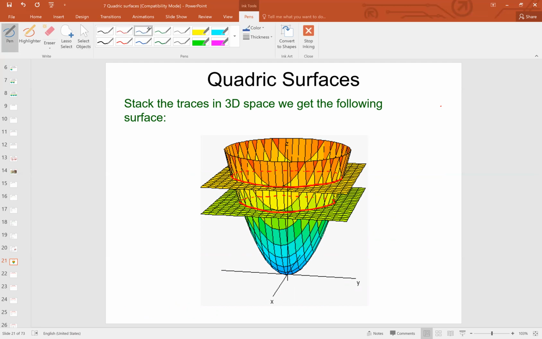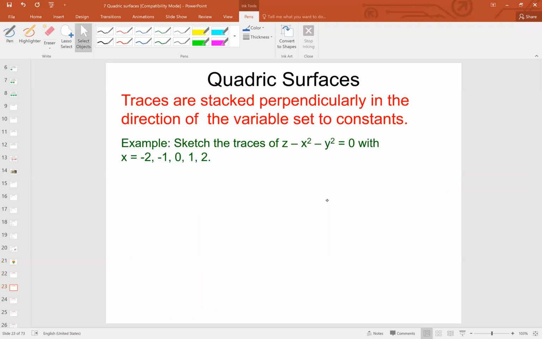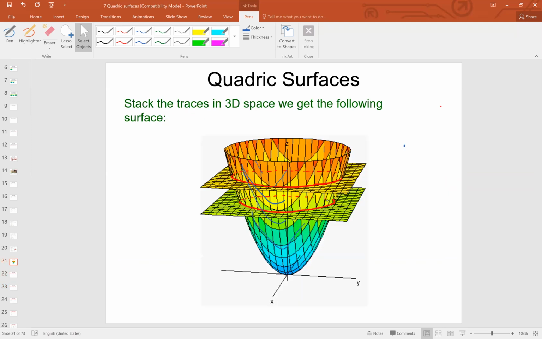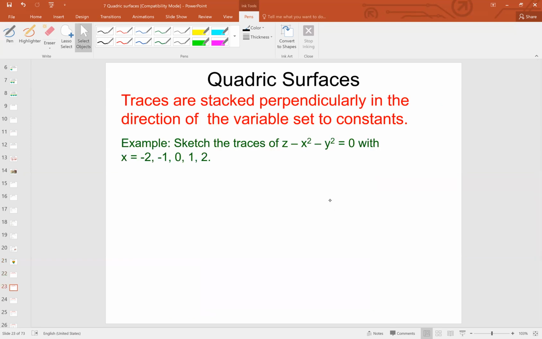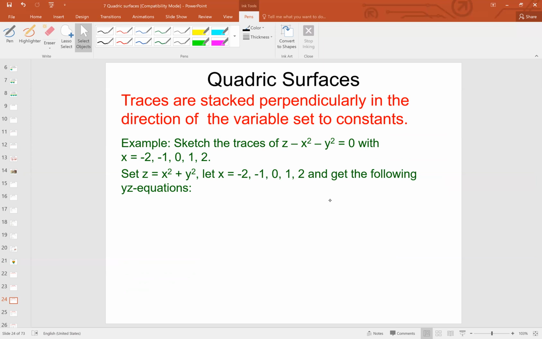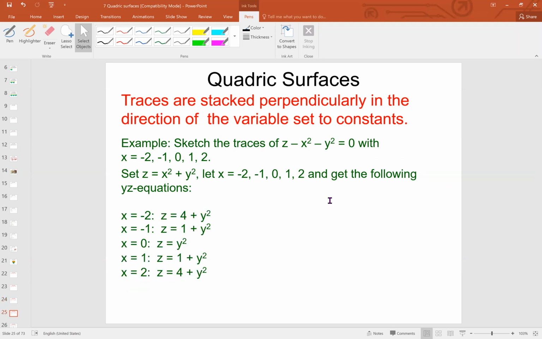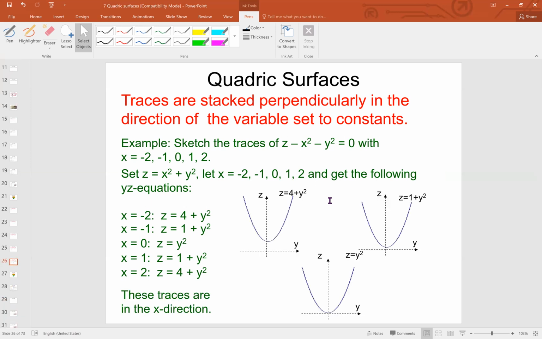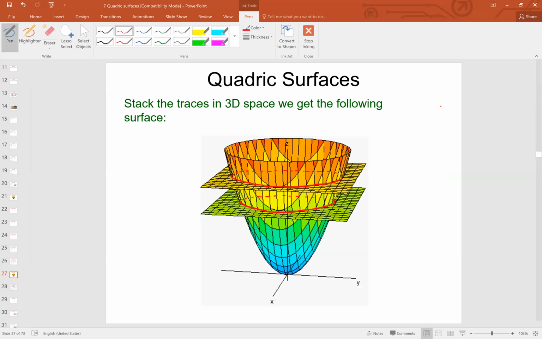Notice on this computer-generated graph, we have these parabolic traces. Those are the traces from setting x equal to a number. For instance, this slice is the intersection between x equal to something and the surface. So in particular, if I investigate the trace with x equal to some number, I get a series of parabolas along the YZ plane. Those are the curves, the layers of parabolas, the traces from setting x equal to a constant.